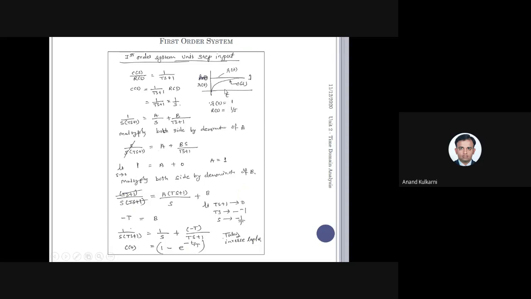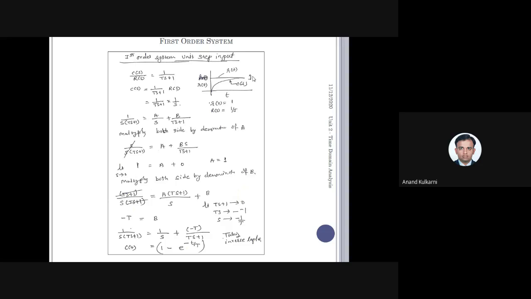So if you see the graph here, it is an exponential graph rising like that. See, as time t goes on increasing, e to the power anything with the minus value goes on decreasing. So e to the power minus t by t goes on decreasing. So we will slowly approach equal to 1, that is equal to our r of t, that is the input. This is the derivation for the first order system for unit step input.